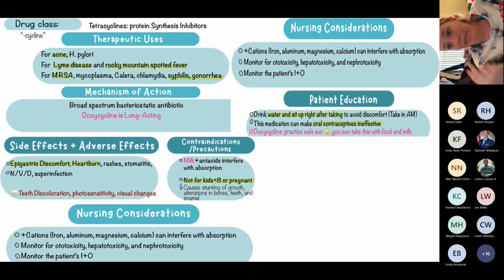It's ototoxic, hepatotoxic, and nephrotoxic, okay? So what are we doing? We're monitoring their kidney and their liver function. Do they look jaundiced? Has their urinary output suddenly decreased? Is their creatinine, it was 1, but now it's 5? Those are some things that we as nurses need to be aware of when we're giving these meds, okay?